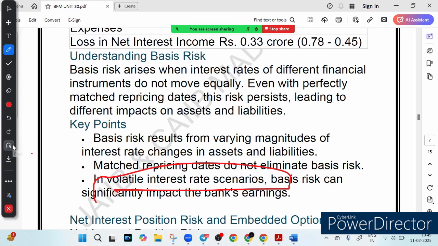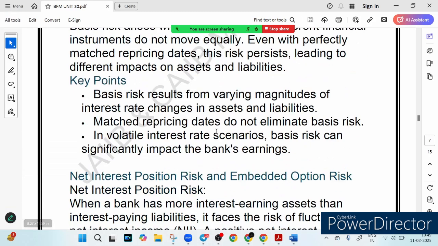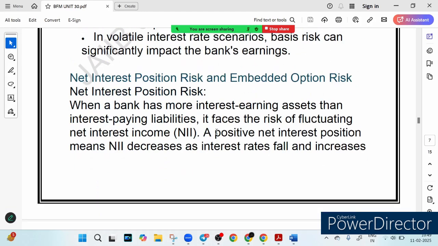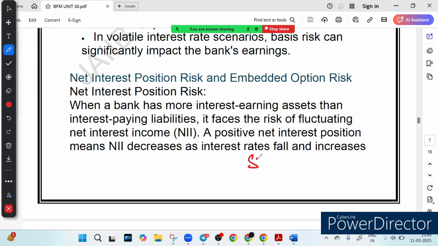Now the next risk we have is called net interest position. So we have known what basis risk is. Now let's move to the next kind of interest rate risk, that is called NIP, net interest position risk, and embedded option risk. Think of a bank as a shop. If it lends more than it borrows, it makes money when interest rates increase. So suppose it lends more than it borrows, what will happen in that case? If interest rates increase, ultimately the bank will make money, or we can say it will be at a profit.